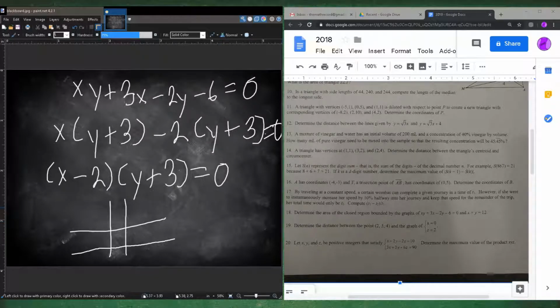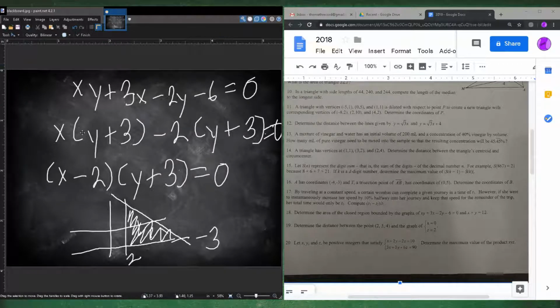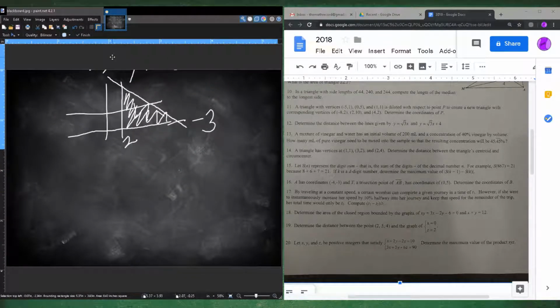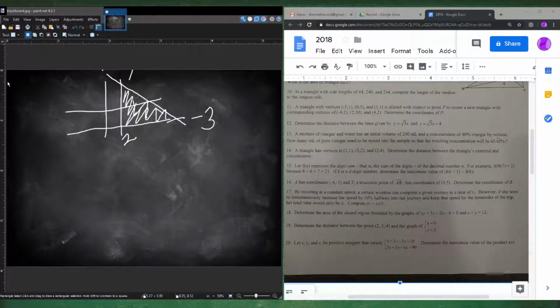And now we have the last line, which is x plus y is equal to 12. So we have something like this, right? And then we just need to determine the area of the closed region. So we have to find this area. So remember this. This is at x is equal to 2, and this is at y is equal to -3. Okay. So basically, we just gotta find out what the height and the length is now.